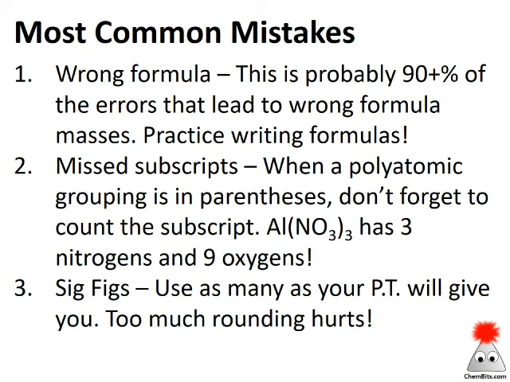The other thing, I mentioned this back in the ammonium sulfate example, was keep an eye on subscripts and superscripts. This subscript in aluminum nitrate applies to the entire nitrate unit. So this aluminum nitrate has 3 nitrogens and 9 oxygens in it.